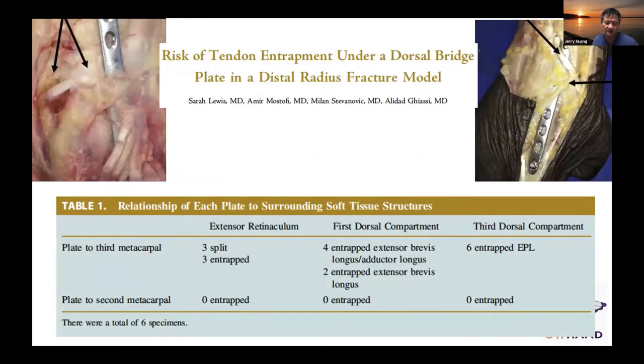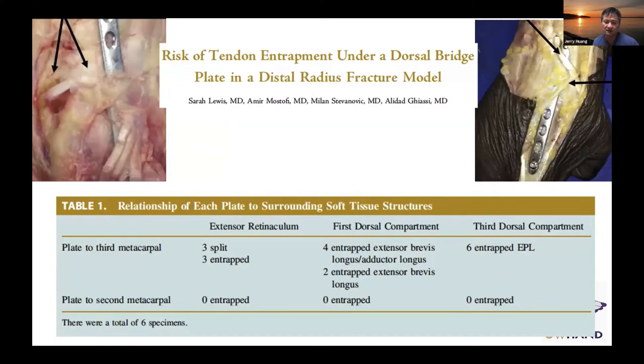And a couple other studies, Dr. Ghiassi, a study that was done a few years ago, again, really nice cadaveric study showing that if you are going to try and percutaneously place that plate underneath the second versus the fourth compartment, the fourth compartment, you do have to be careful. You can entrap the ECRL and ECRB tendons, and also the EPL tendon is also at risk. So just really keep that in mind.